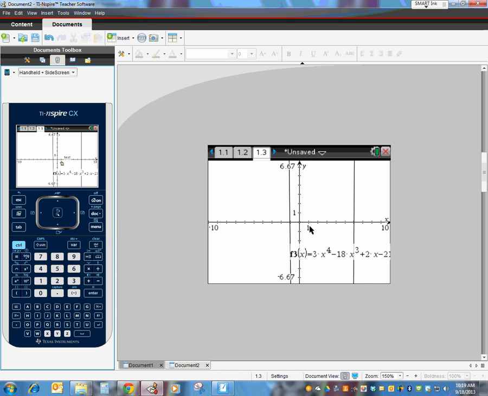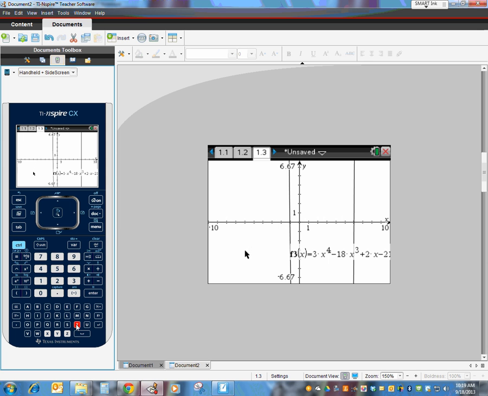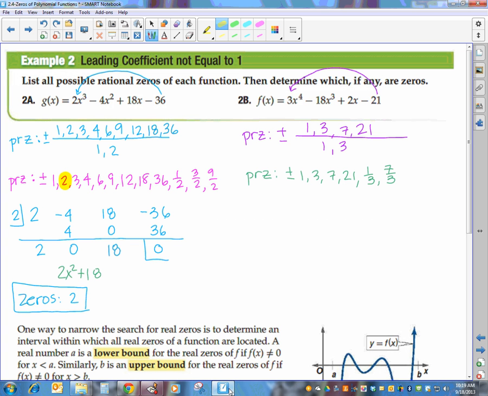So it looks like I have one at 1, 2, 3, 4, 5, positive 6, and negative 1. So we're going to go look for positive 6 and negative 1. Okay? Negative 1 is not a 0. And positive 6 is not a 0. So this happens to be one where, unless you zoomed in on your graph, you might not be able to see it. So going back, those were the only choices, and therefore, to answer the question, there are no rational zeros.